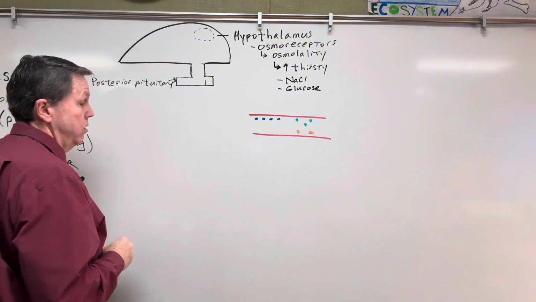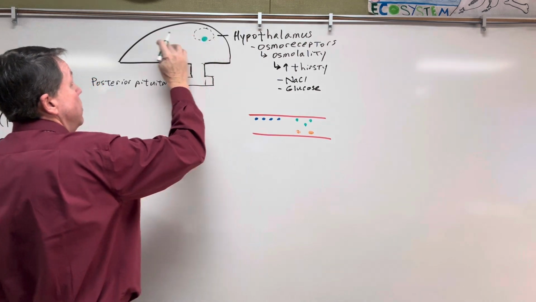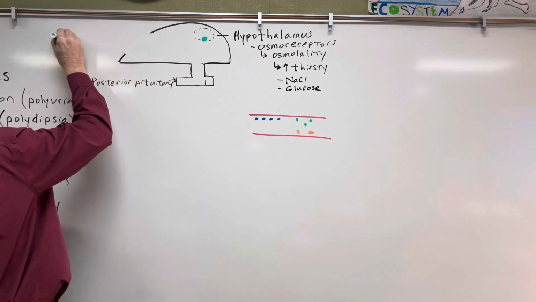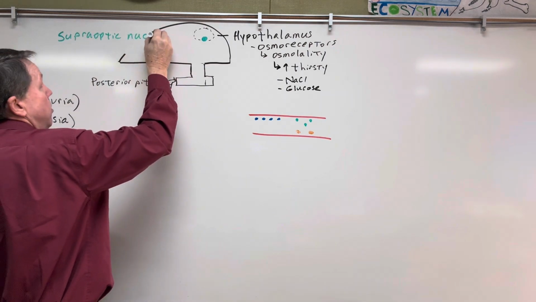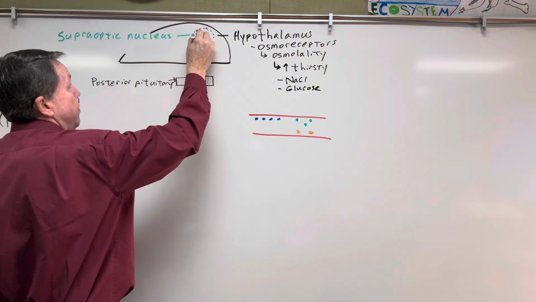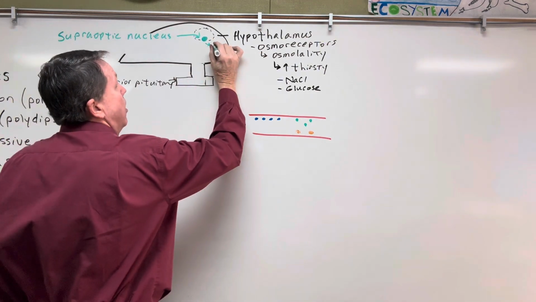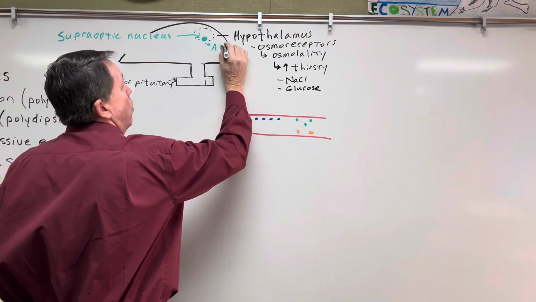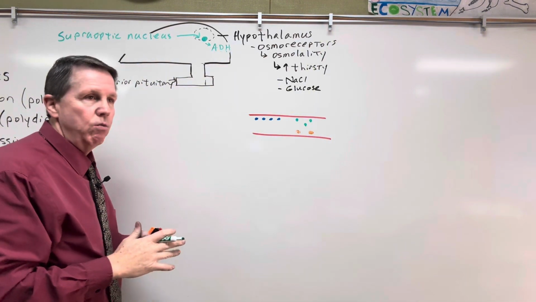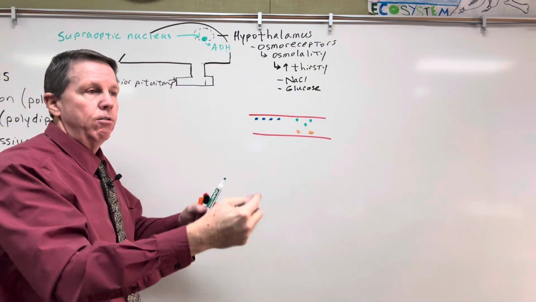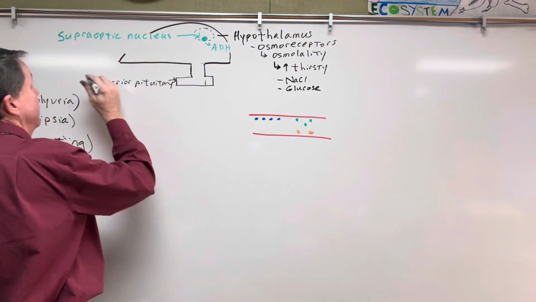Now, here's the other thing that's going to happen. Also in the hypothalamus, you have a nucleus, and we're going to call this the supraoptic nucleus. And if you recall, a nucleus is a group of cell bodies. So there's my supraoptic nucleus right there. This is going to make a hormone that we call antidiuretic hormone, also known as ADH. Remember, diuretic causes you to urinate, and antidiuretic retains water. So this antidiuretic hormone is going to help retain water. We're going to look at that in just a minute.